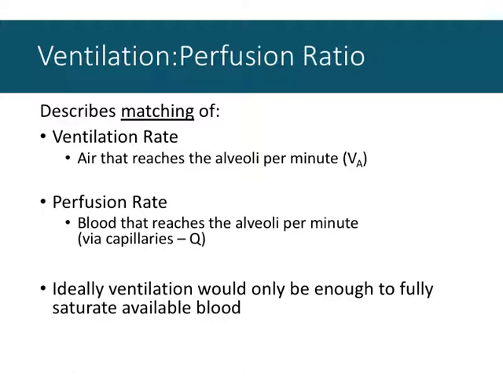Ideally, ventilation would only be enough to fully saturate the amount of blood that's available. Why reword it when what's written there works well? So we can think of ventilation-perfusion ratios for the lung as a whole, or regions of the lung, or one single alveolus.